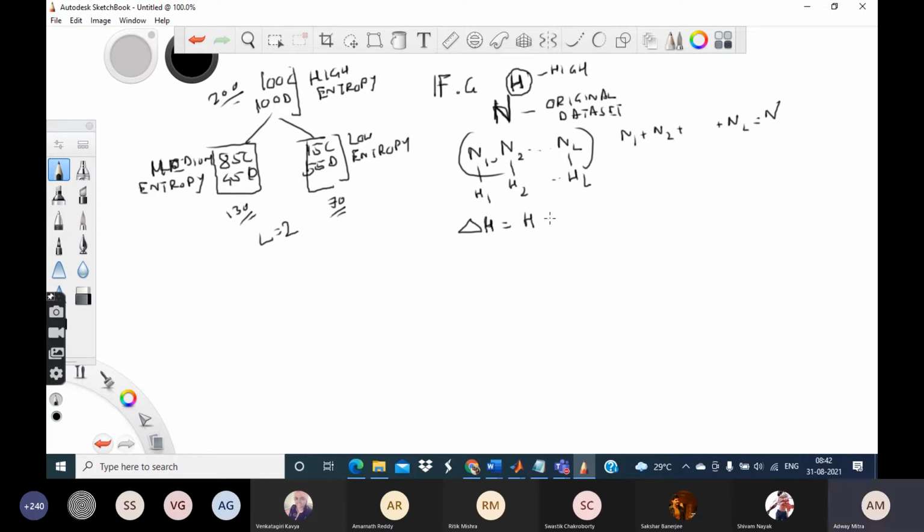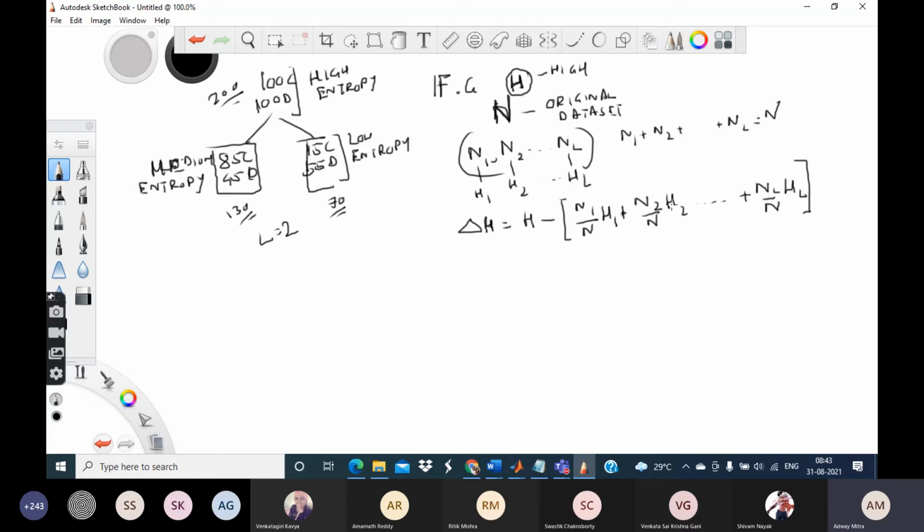This I define as H, the original entropy, minus N1 by N times H1 plus N2 by N of H2, all the way up to NL by N times HL. So basically, initially I had the full entropy. Here I am taking the weighted mean of the entropies of the different subsets.